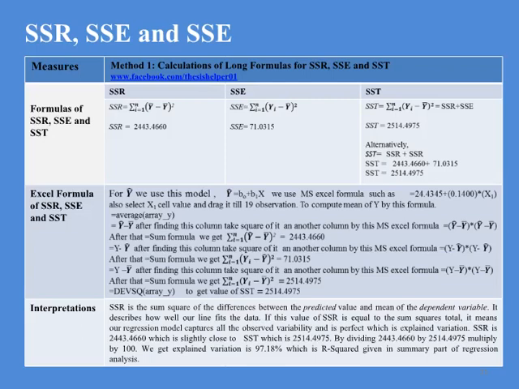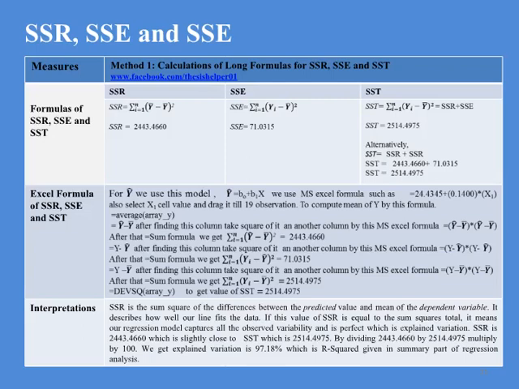Interpretations: SSR is the sum of squares of the differences between the predicted value and the mean of the dependent variable. It describes how well our line fits the data. If this value of SSR is equal to the sum of squares total, it means our regression model captures all the observed variability and is perfect, which is explained variation.